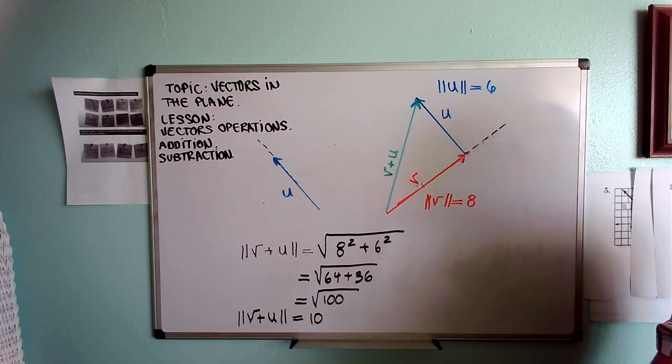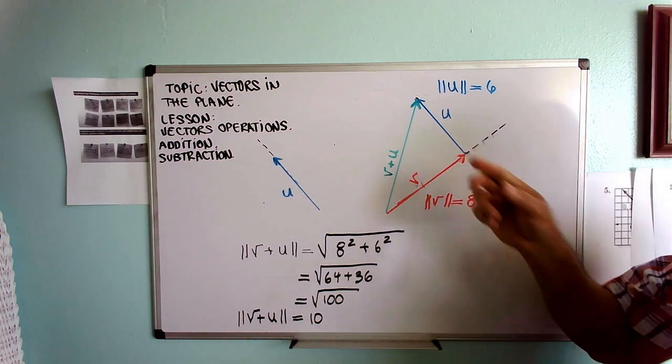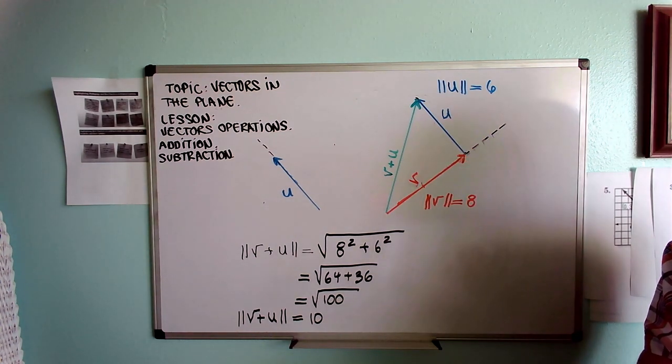And that is a way that we can add vectors by using the parallelogram method. That's the first one that I demonstrated. And by using the head-to-tail method.